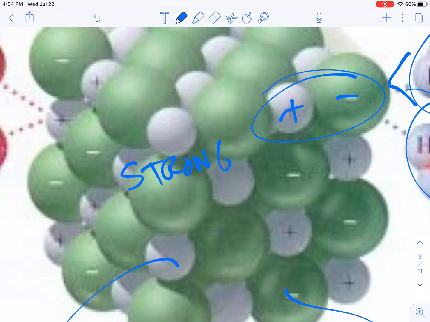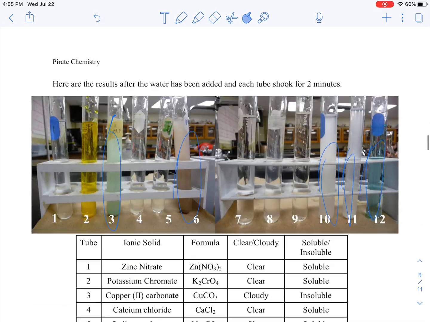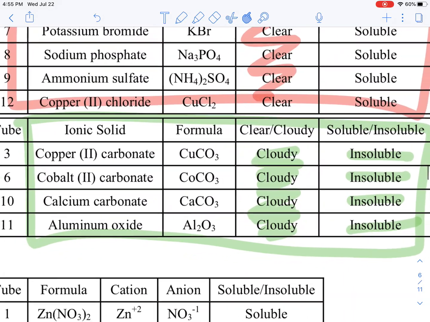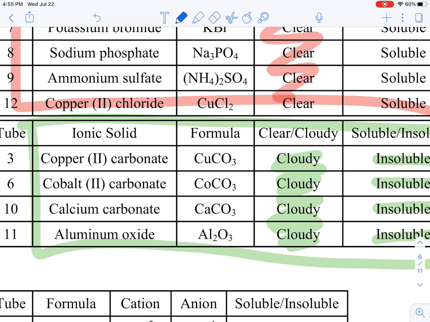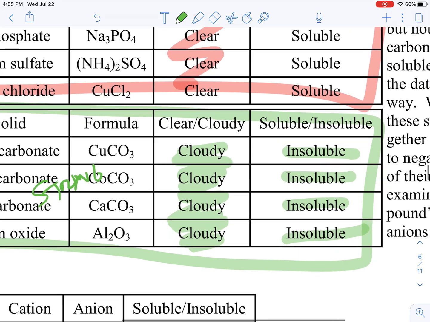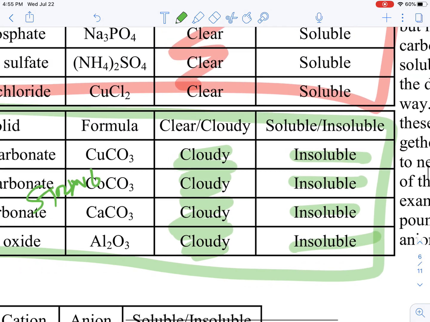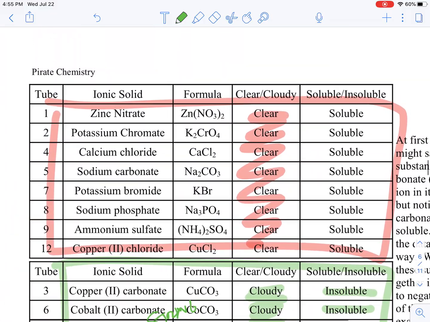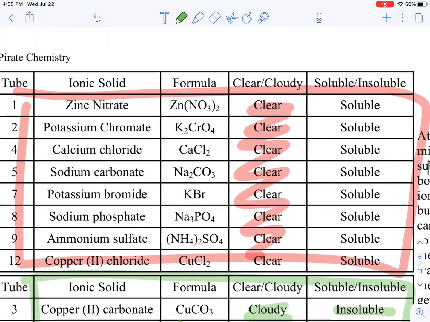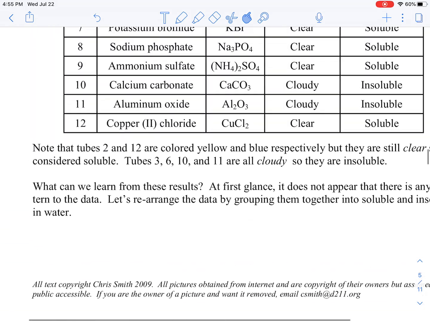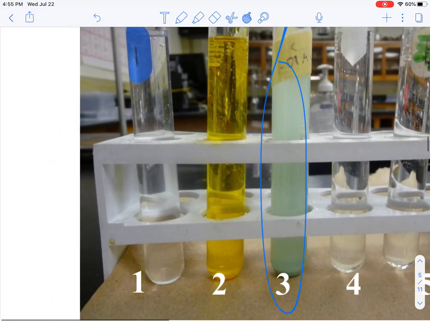And if it stayed together, then the light can't really get through or around those ions, which is why it is cloudy. So the ones that are the strong crystals, these here are all strong crystals, which is why they did not dissolve. They're insoluble or cloudy. They stayed together. Everything else here was clear. They're all soluble. So let's take a look at those.